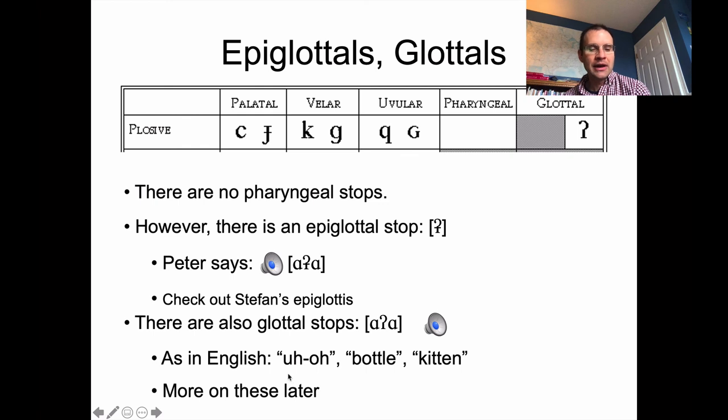Or like in English, we have this expression, uh-oh. Or if you speak a particular variety of English, like bottle or kitten, or oh no, you didn't, that sort of thing. That's a glottal stop in the middle of those. Yeah, and I'll have more to say about these later, but you're just stopping the flow of air with your vocal folds and nothing else.